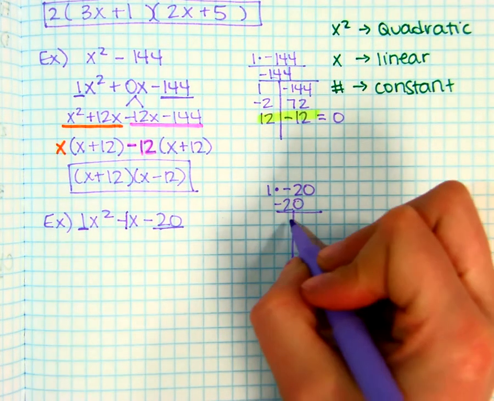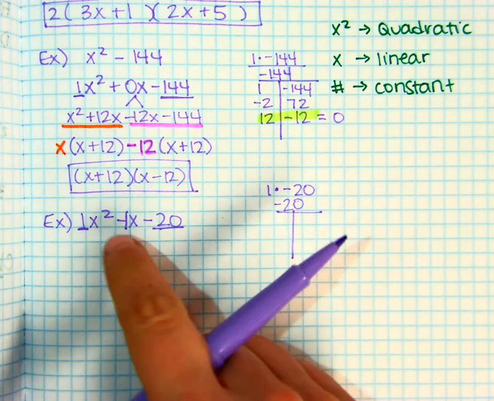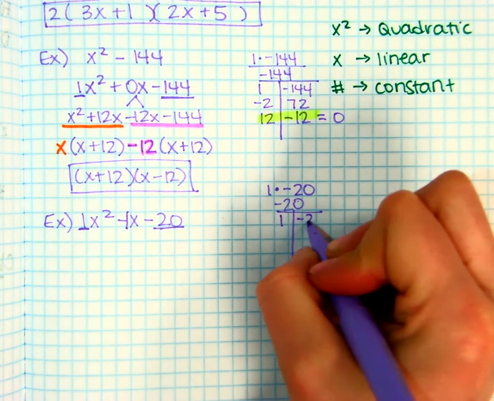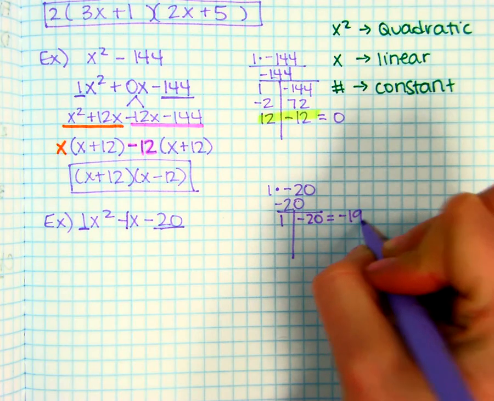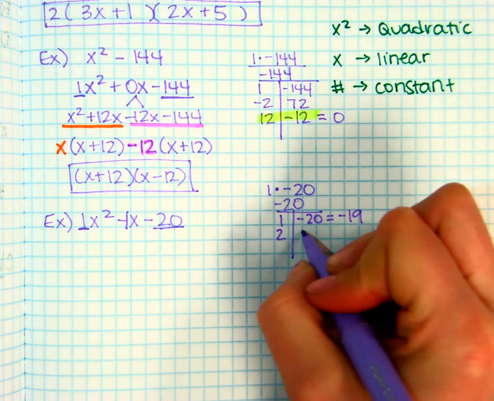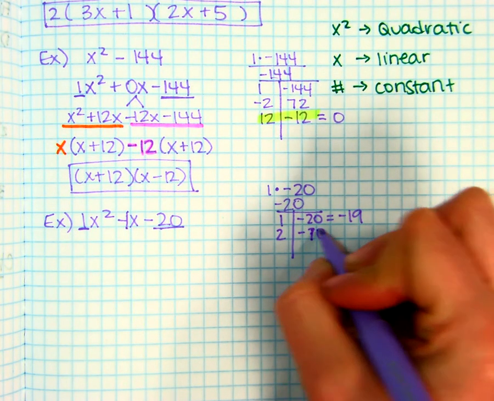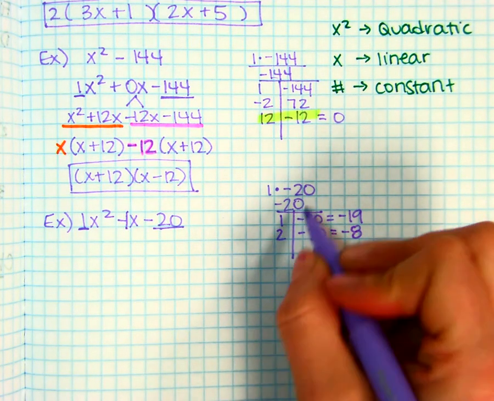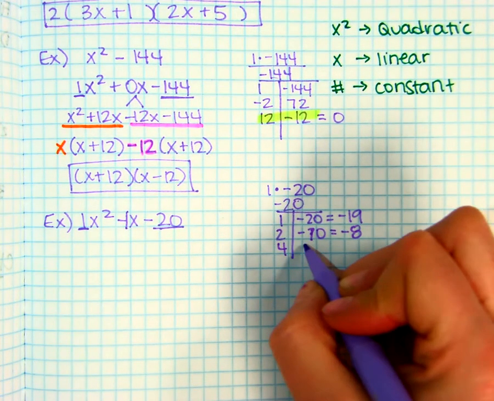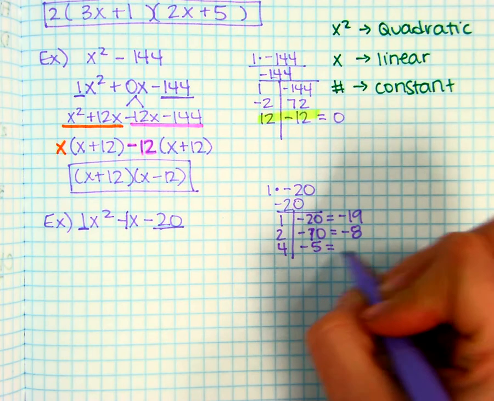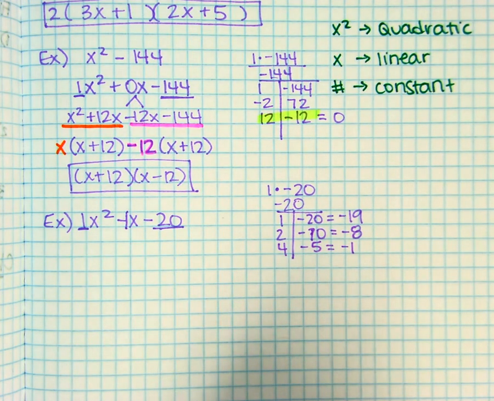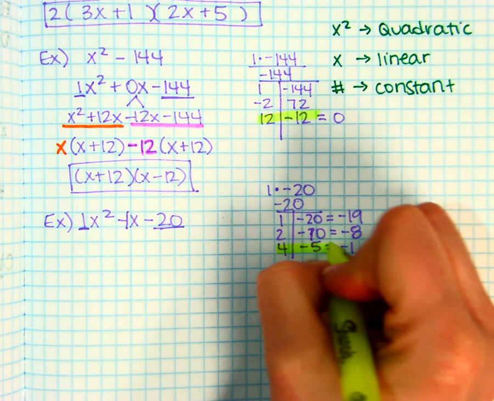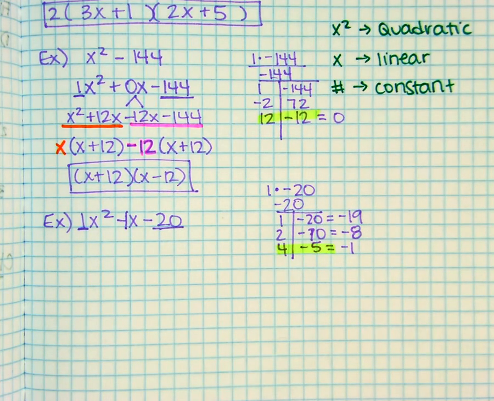So let's go with, since this is negative, I'm going to make the bigger number negative. So 1 and negative 20, if I add those up, I get negative 19. 2 and negative 10, I get negative 8. I'm getting closer. 3 doesn't go into 20. 4 and negative 5, if I add those up, hey, I get negative 1. So we are going to use these two numbers.